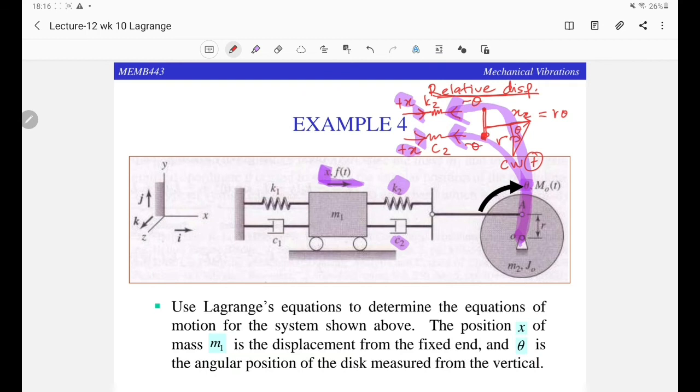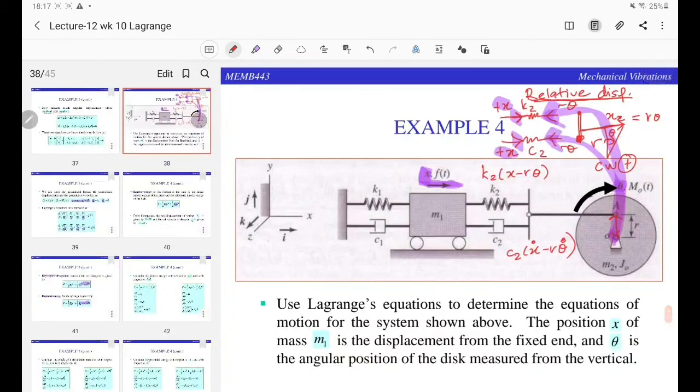So the way you write your K2 force here should be X. Instead of just minus theta, you have to look at the distance here, which is R. So that's why it is K2 times (X minus R theta), same as C2. The way you write it is C2 times (X dot minus R theta dot). That is how you determine the relative displacement.